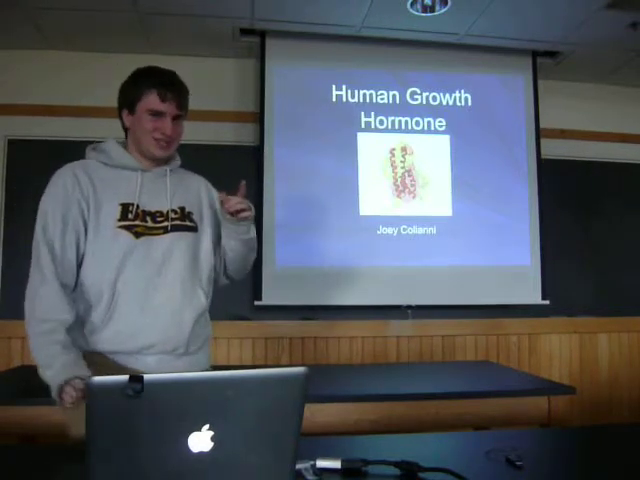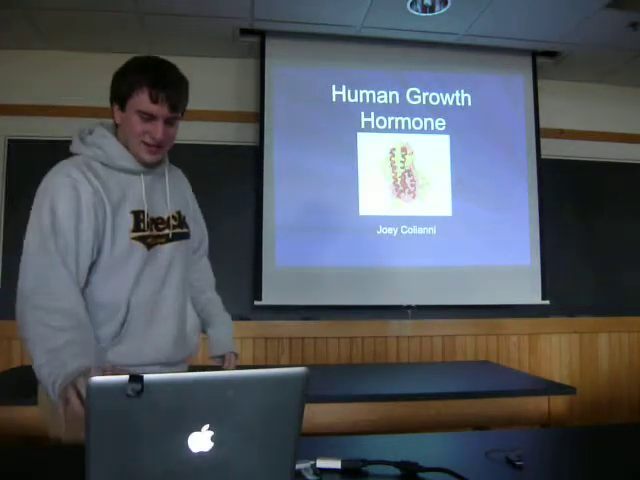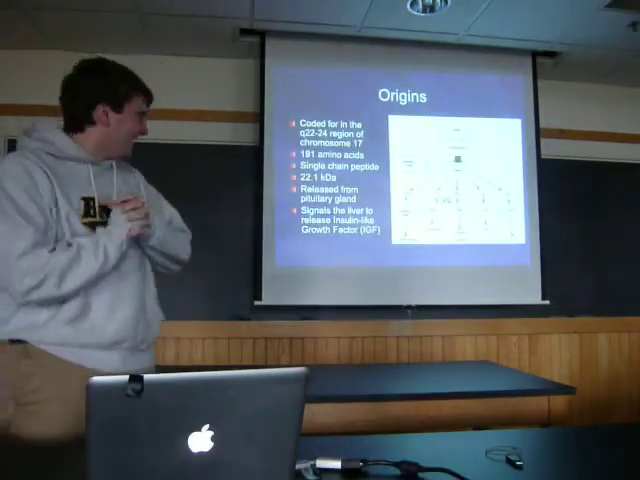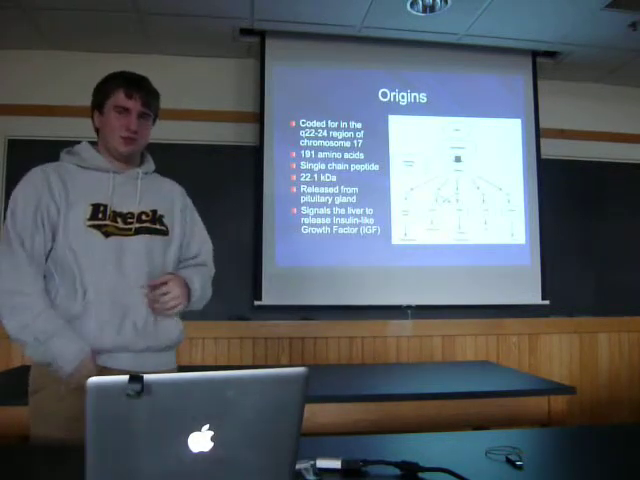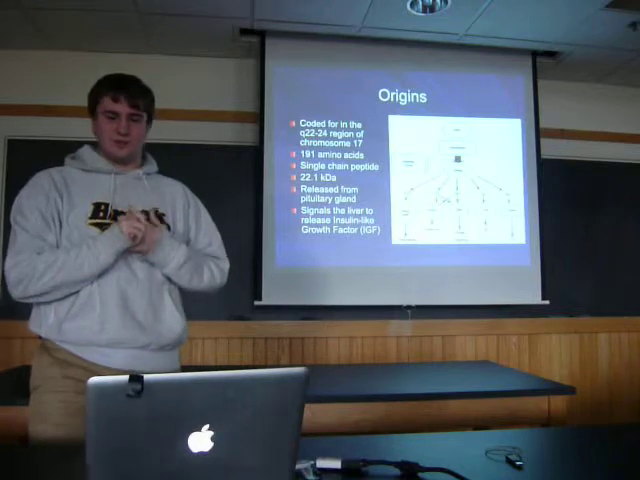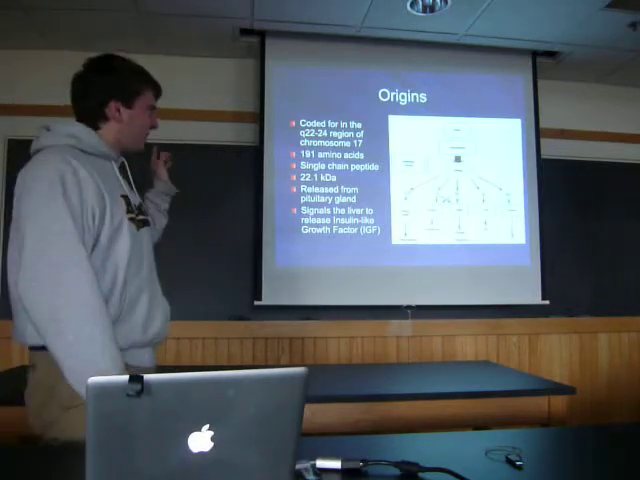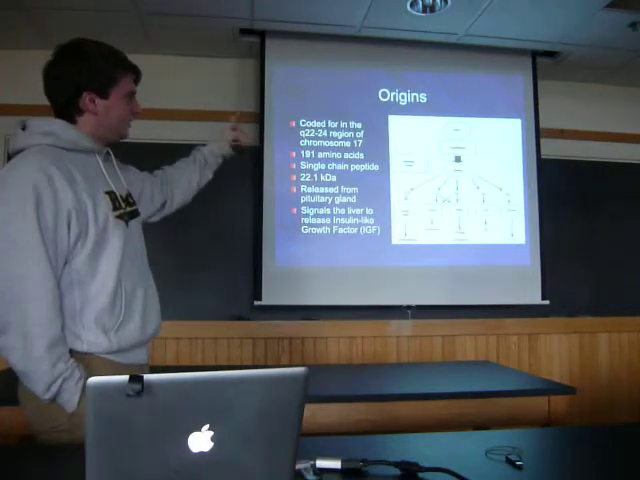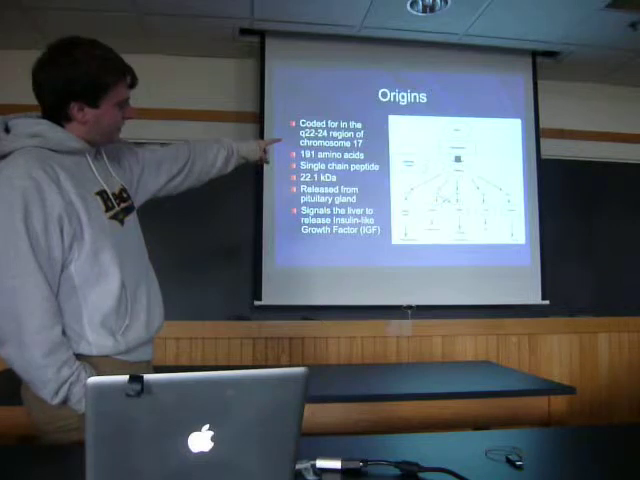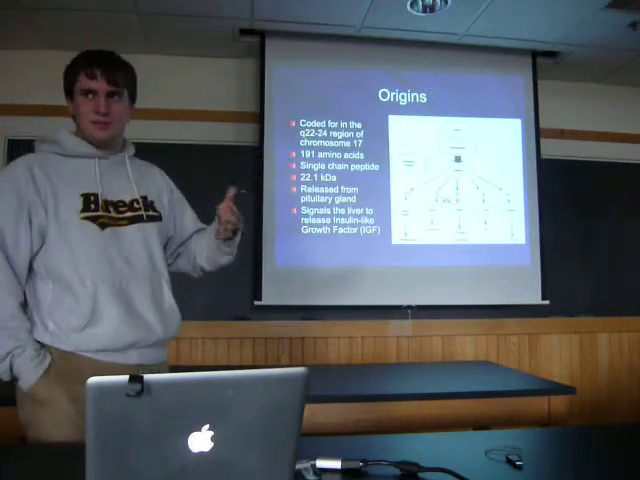Alright, so my presentation's on human growth hormone, HGH, get a little structure there. Alright, so what is it? It's coded for in the Q22 to 24 region of chromosome 17, and 191 amino acids long, just a single chain protein. You can see that it's from the pituitary gland. You get GH, growth hormone in humans, human growth hormone.